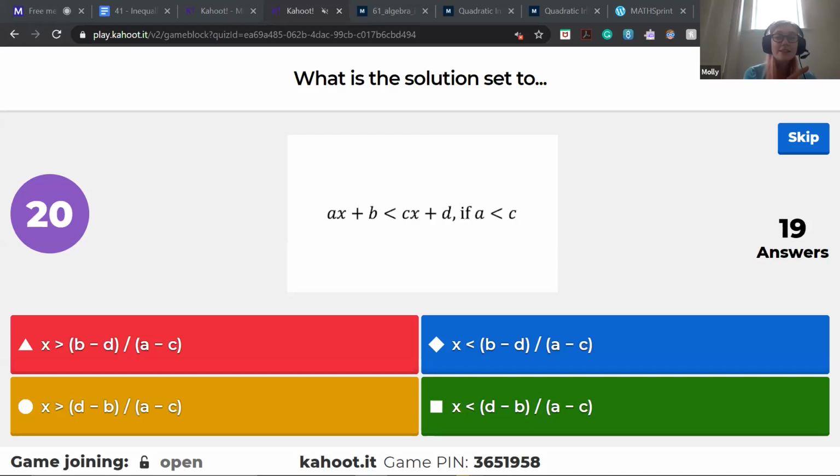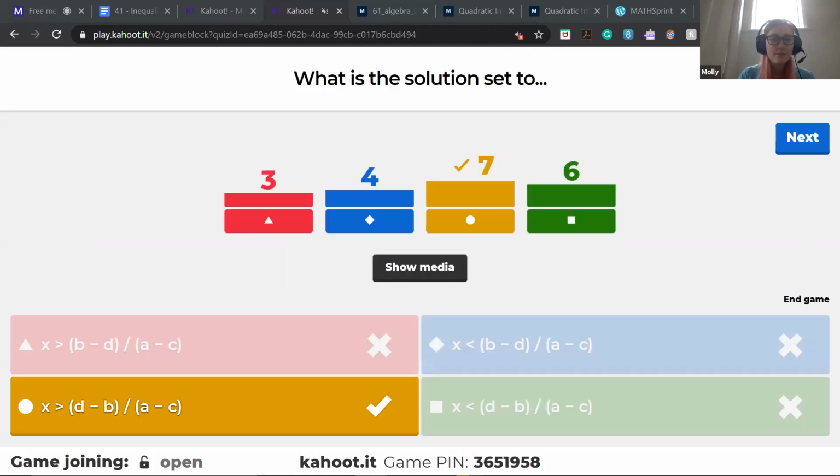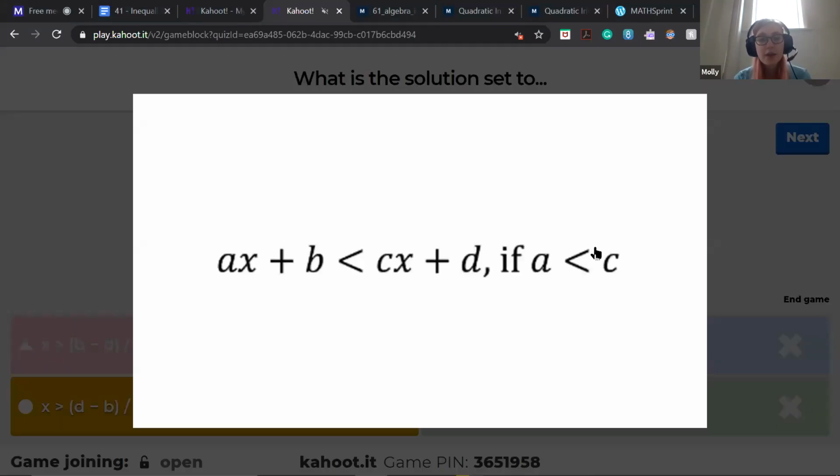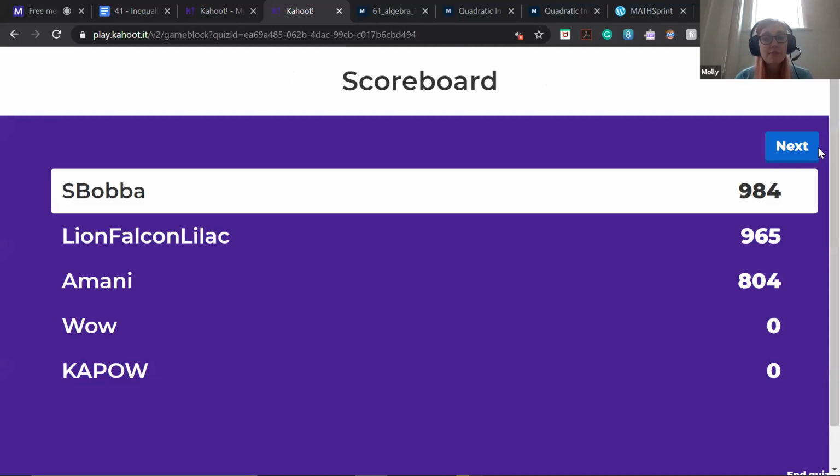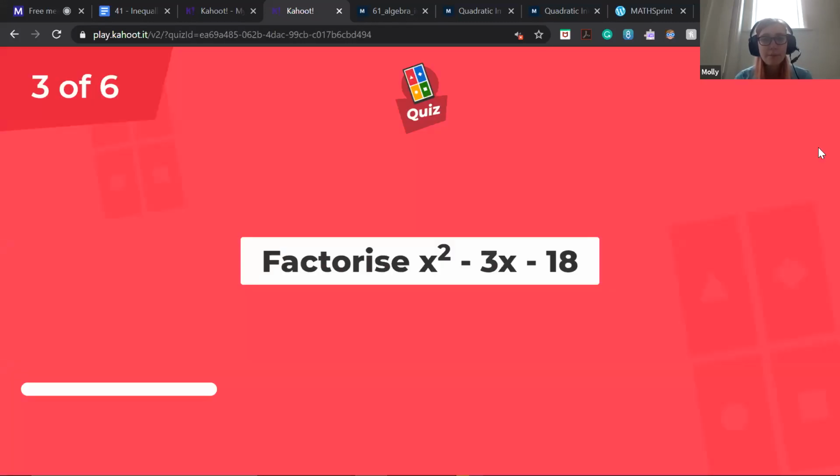Try moving all the x's to the left and the non-x's to the right and factorizing an x out. Oh, well done. Well done, guys. That was well answered, actually. Yeah, so we have to move the cx over here. Now, the reason that we have to know a is less than c is because we'll factor out an a minus c of x over here. So that means that a minus c is negative, so we have to flip the sign. So that's why they told us that piece of information. So really well done if you got that.